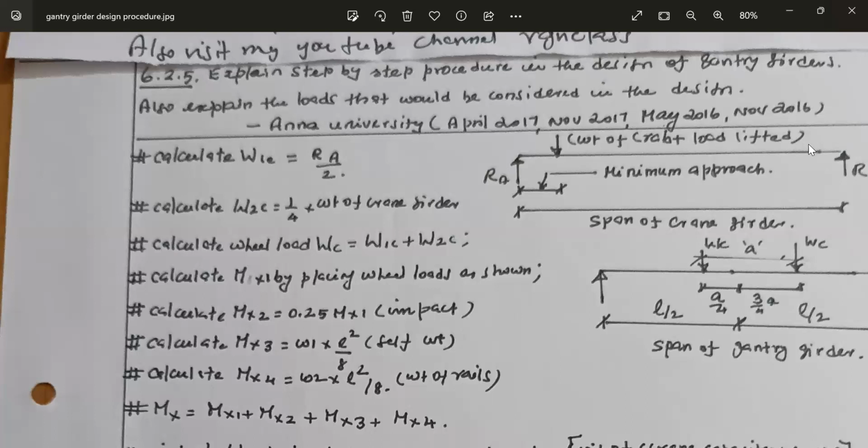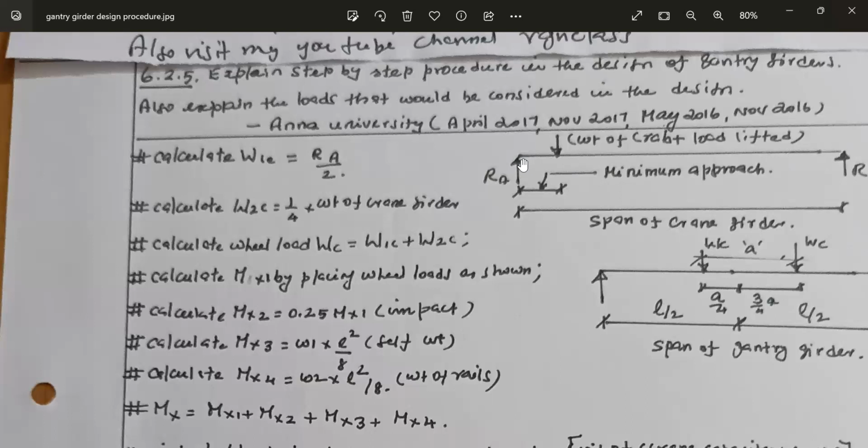This crane girder has one unit called the crab. That unit crab has a hook for lifting the loads. And this unit crab will move on the crane girder through the bottom flange of the crane girder. The crane girder is also an I section, and the crab will be moving on the flange of the crane girder. The crane girder is in the transverse direction of the building. The gantry girder is in the longitudinal direction of the building.